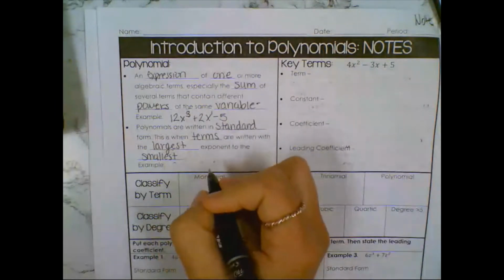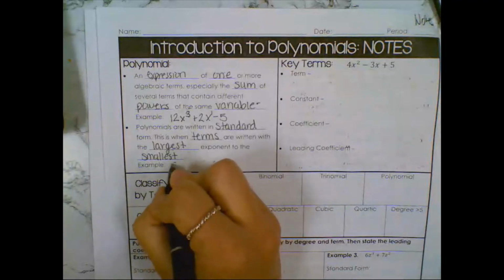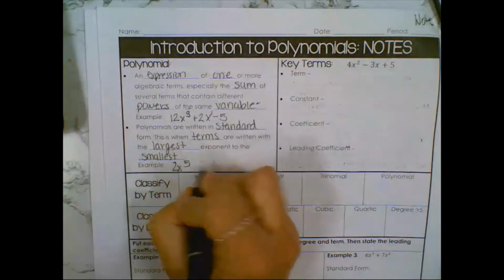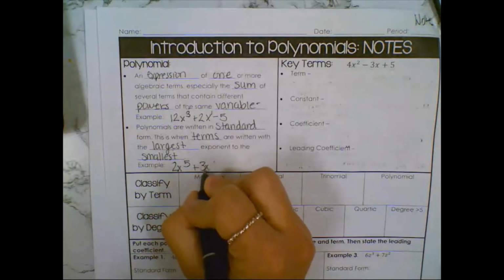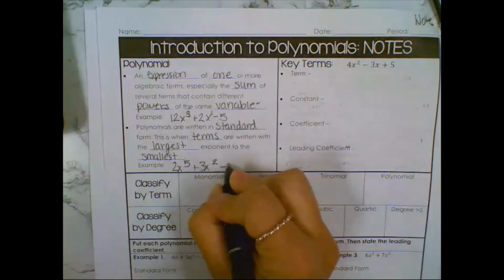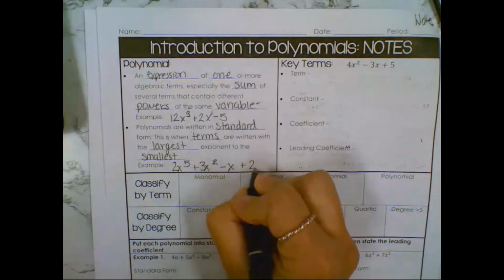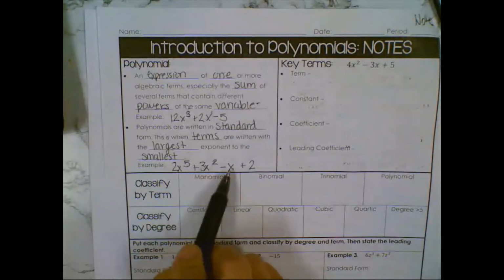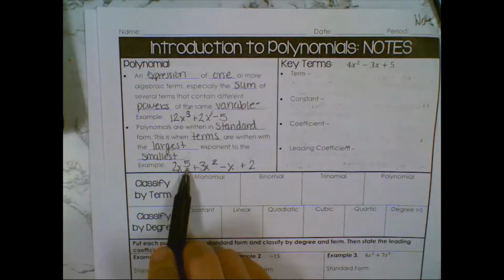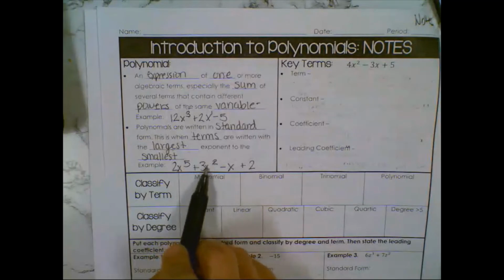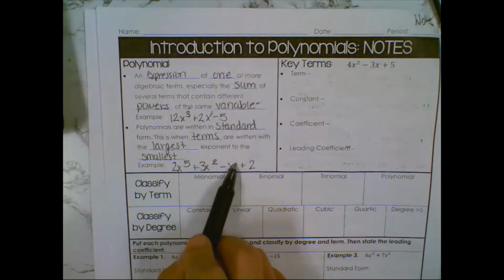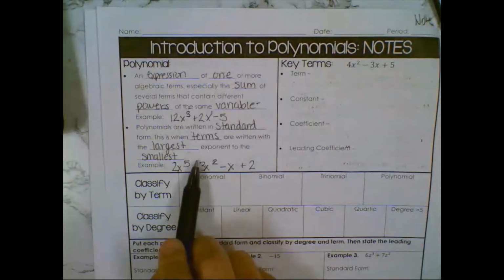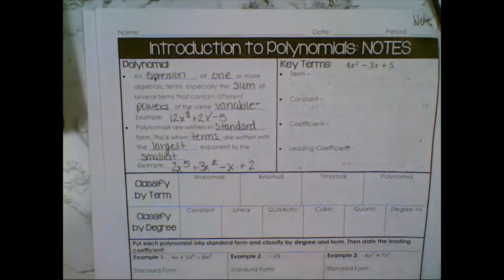So another example of that would be, let's say 2x to the fifth plus 3x squared minus x plus 2, right? That's an expression with different terms added and subtracted. The first term has a 5, second term has a 2. This is technically a 1, and this is none. So largest exponent to smallest.